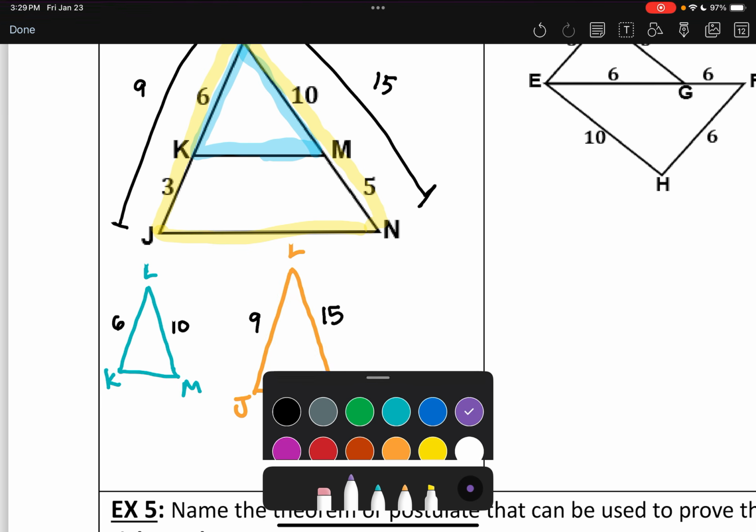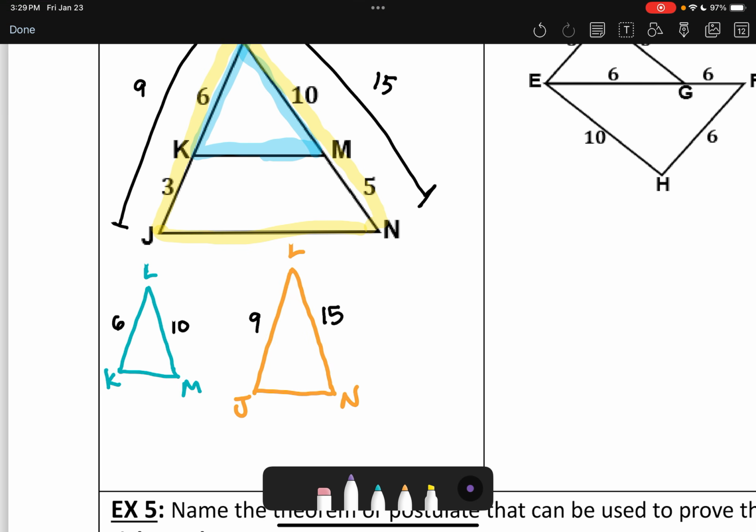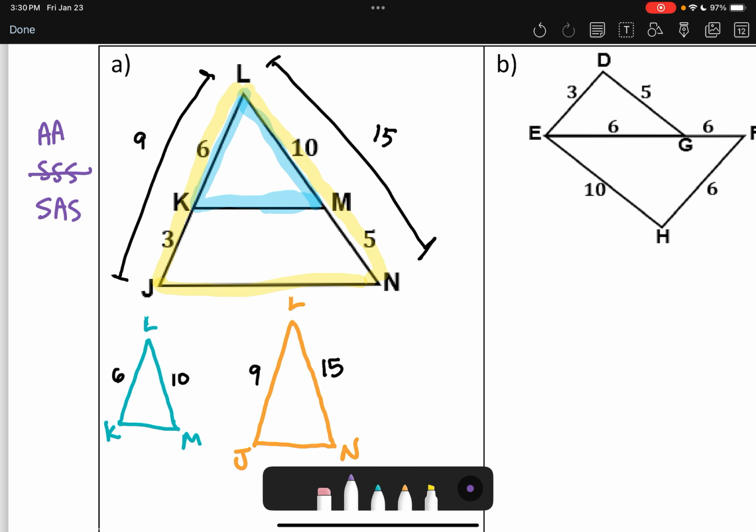And our ways to prove similarity are, well, we have angle, angle that we learned first. We learned side, side, side. We learned side, angle, side. Well, what I'm seeing right now is I know two side lengths. I don't know the third one, so I cannot use SSS here. I don't know a whole lot about the angles other than the fact that both of these two triangles share angle L. So I know that angle L will be congruent to itself.